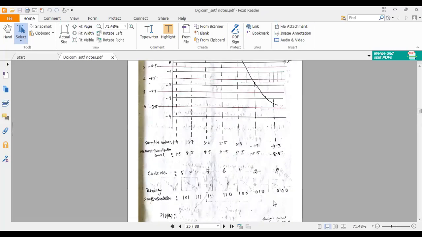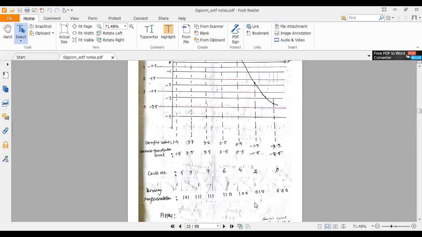Now, as we have taken 8 number of quantization levels, so each and every sample value must be coded with a 3-bit binary number because 2 to the power 3 is equal to 8. So that's why 5 कितना होगा? 101 using 3 bits. 7 कितना होगा? 111. 6 क्या होगा? 110. 4 क्या होगा? 100. 2 क्या होगा? 010. और 0 क्या होगा? 000. सो देखो, ये है तुम्हारा अल्टीमेटली बाइनरी रिप्रेजेंटेशन ऑफ द कोड नंबर्स.